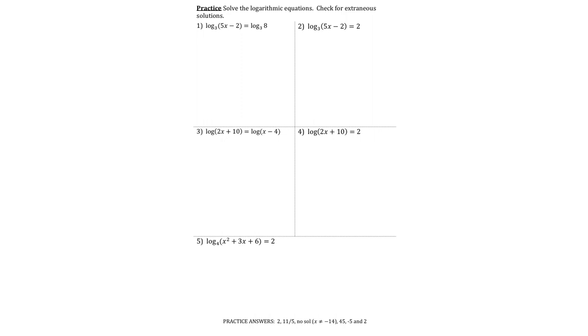Okay, the next page is practice problems. The answers are at the bottom. So pause the video, and then when you're ready, you can unpause and look at my work.